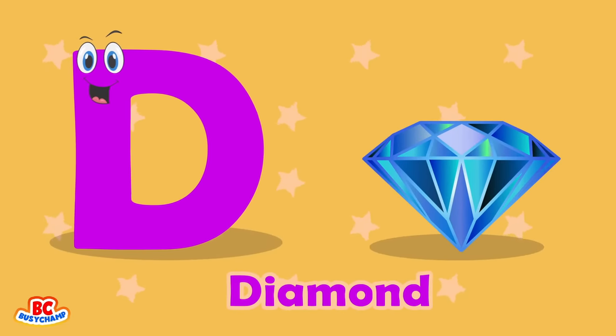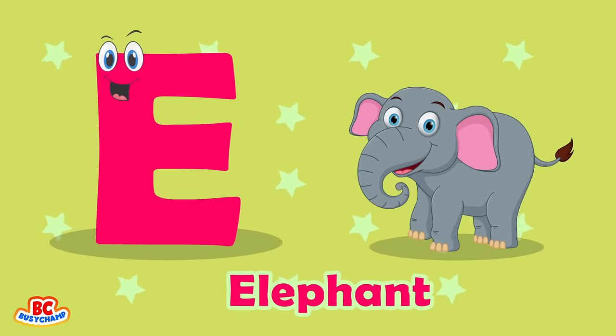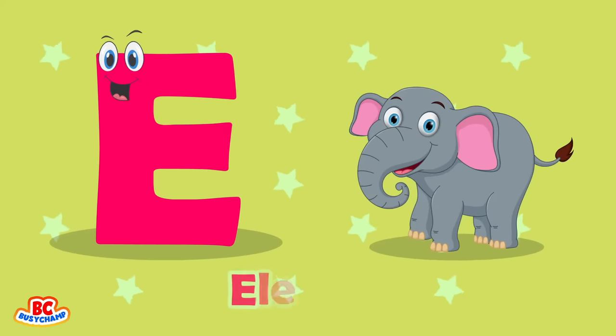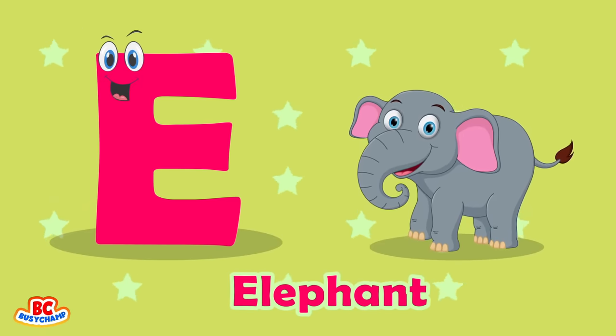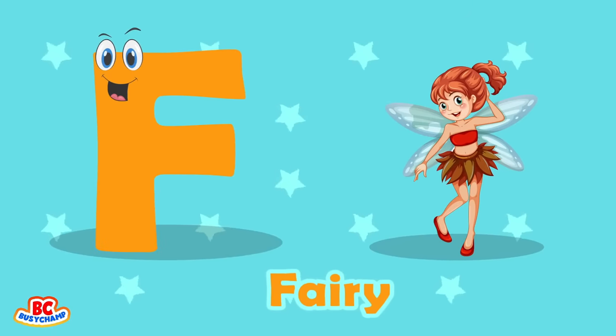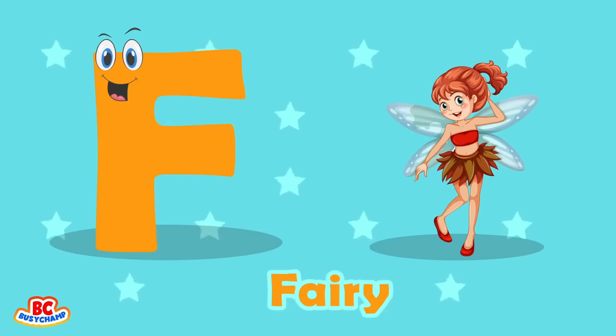Diamond, d, d, diamond. E is for elephant, e, elephant. F is for fairy, f, fairy.